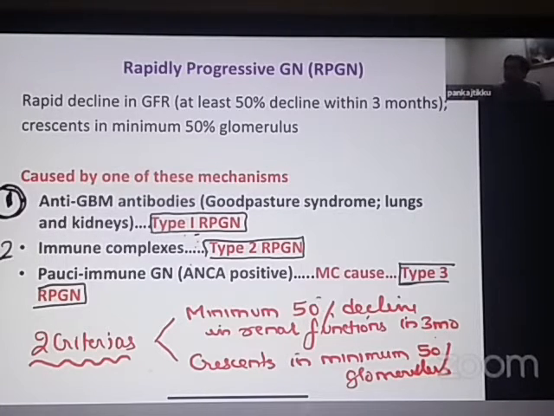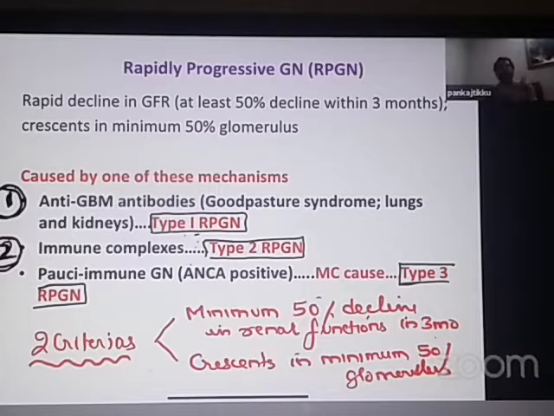Then the second type of RPGN. The second type of RPGN is an RPGN which is due to the formation of immune complexes. A typical example of immune complex formation and that causing damage to the kidney is post-streptococcal glomerulonephritis. So in post-streptococcal glomerulonephritis, what happens is when the streptococcus enters into our body through the respiratory tract, antibodies against selective antigens of the streptococci bind with the antigen of the streptococci. The antigen-antibody complexes will get deposited in the glomeruli and cause damage to the glomeruli.